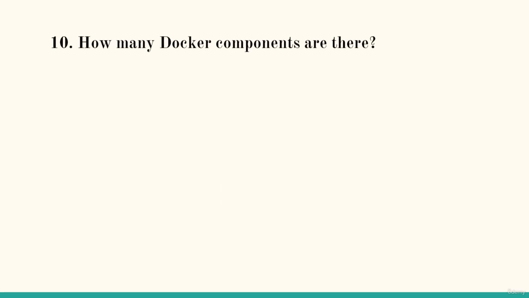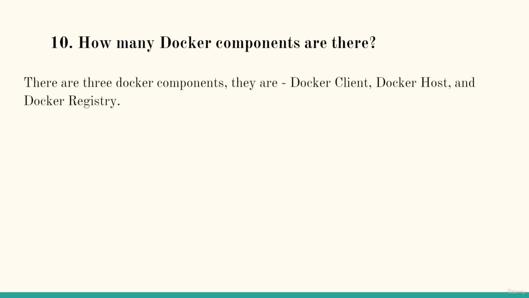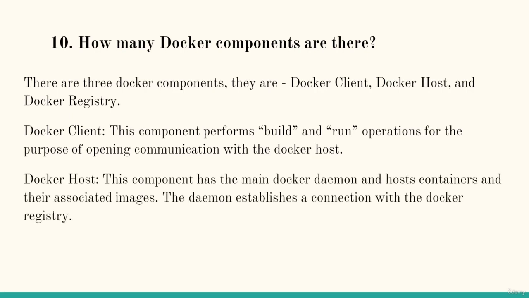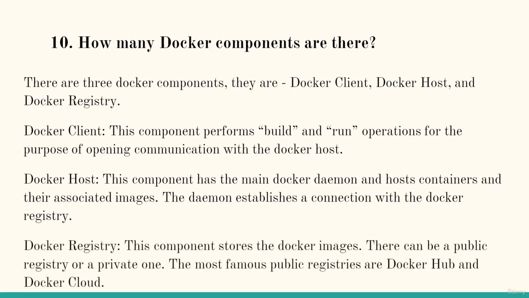How many Docker components are there? There are 3 Docker components actually: the Docker client, Docker host, and Docker registry. Docker client, this component performs build and run operations for the purpose of opening communication with the Docker host. Docker host, this component has the main Docker daemon and hosts containers and their associated images. The daemon establishes a connection with the Docker registry. And Docker registry, this component stores the Docker images. There can be a public registry or a private one. The most famous public registries are Docker Hub and Docker Cloud.